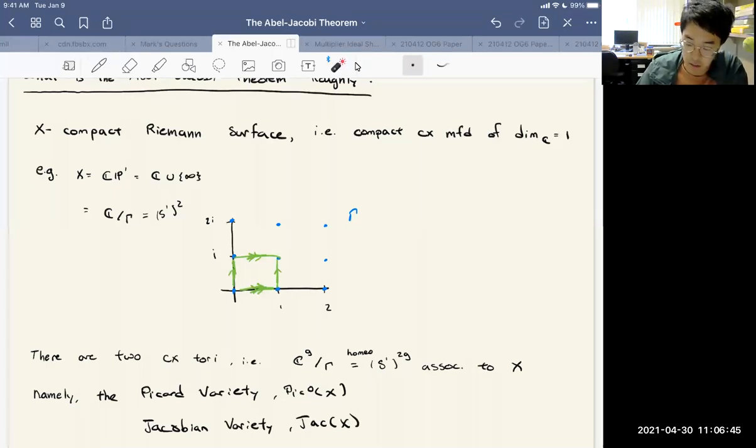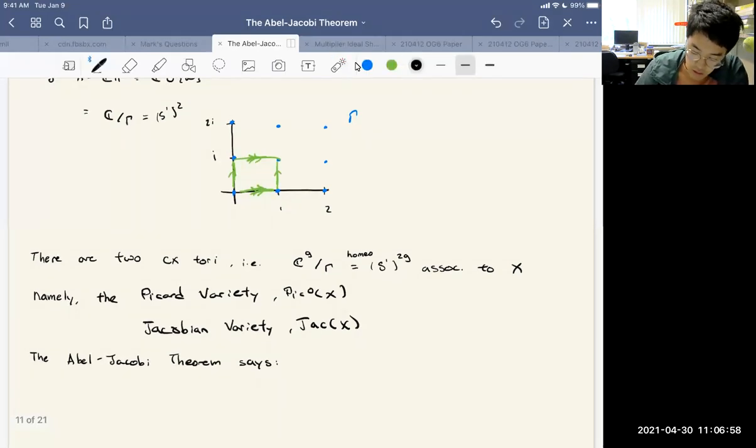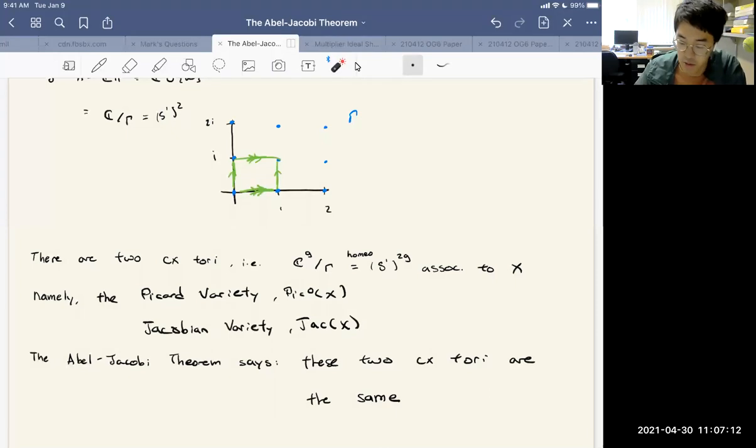The whole talk will basically be aiming for more precise definitions of what these varieties are, what these tori are. And the Abel-Jacobi theorem says that these two complex tori are the same. There's some natural isomorphism between this Picard variety and this Jacobian variety. So that's roughly what the Abel-Jacobi theorem says.